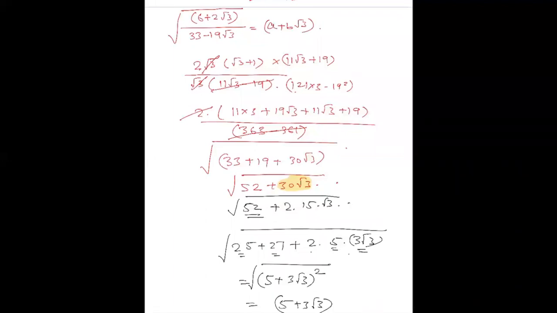Sir. Yes, Peter. I didn't get that step when you multiplied 11 root 3 plus 19. Did you multiply by the conjugate, beta? Sir, and below also the denominator. Conjugate means we have to multiply both ways. So if you multiply with this in the denominator, you are getting a square minus b square. That's what I have written. Okay.